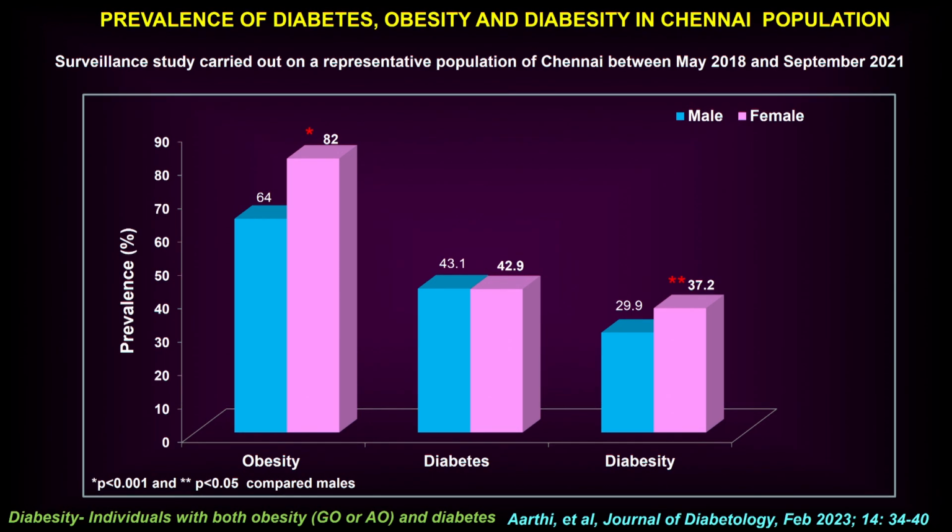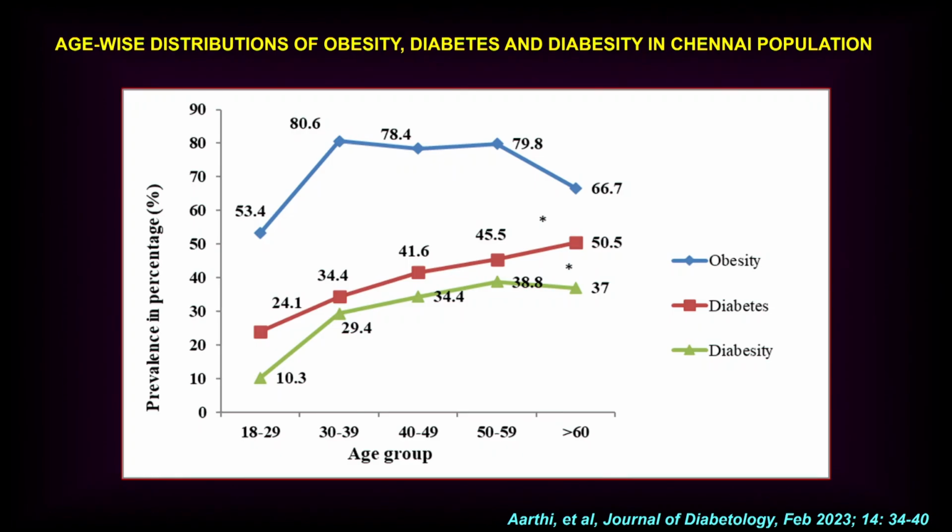If you look at earlier data, you'll see there's a clear increase in the prevalence of obesity, and this is adults above 20 years of age. Look at diabetes prevalence, whopping numbers there, both among men and women. If you look at diabesity, we see 37% in females and about 30% in males. So these are the figures.